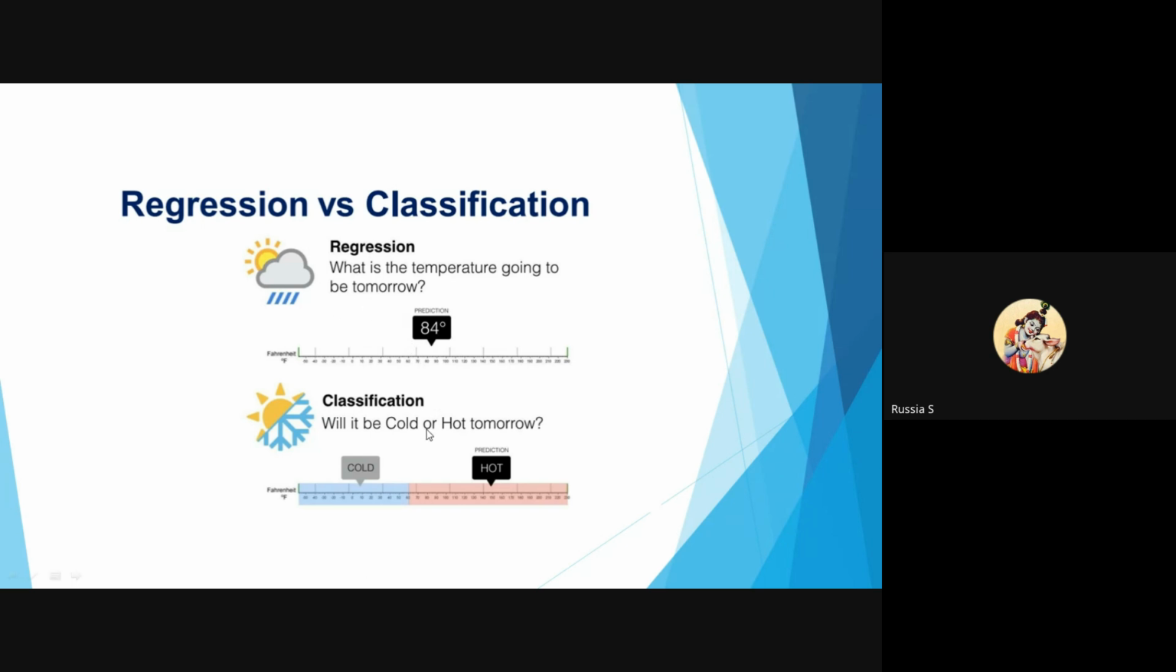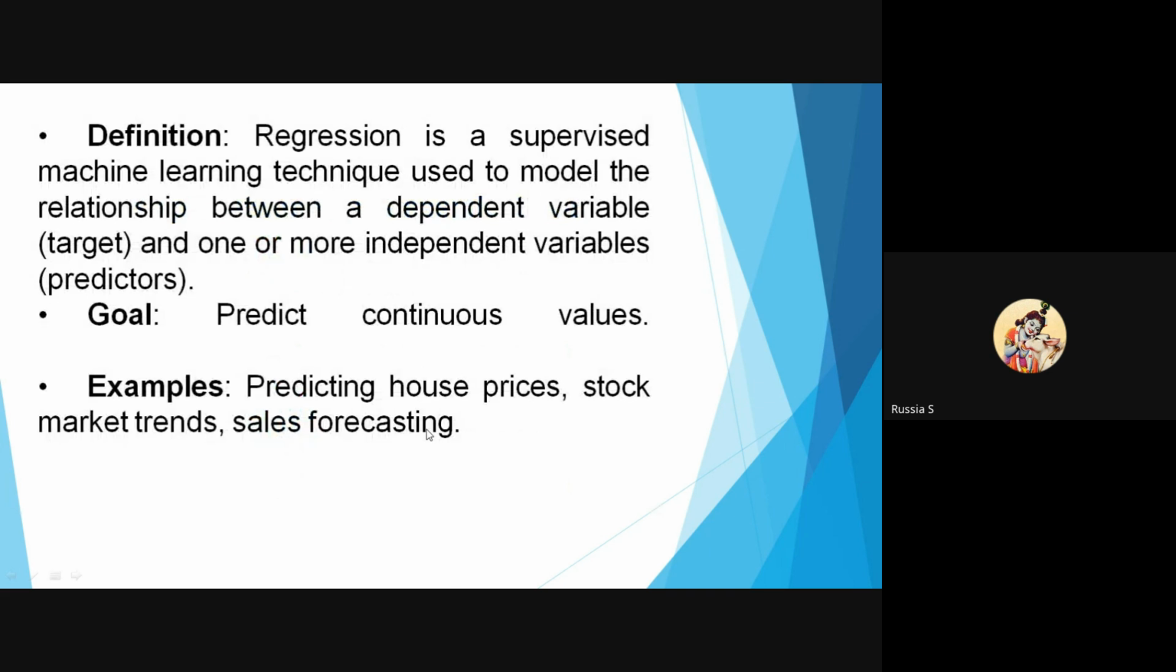Whether we are going to apply regression or classification. So, the definition for regression. Regression is a supervised machine learning technique used to model the relationship between the dependent variable and one or more independent variables. This is another definition, a slightly next step of the definition. The dependent variable is nothing but the target variable, and the independent variables are the predictors.